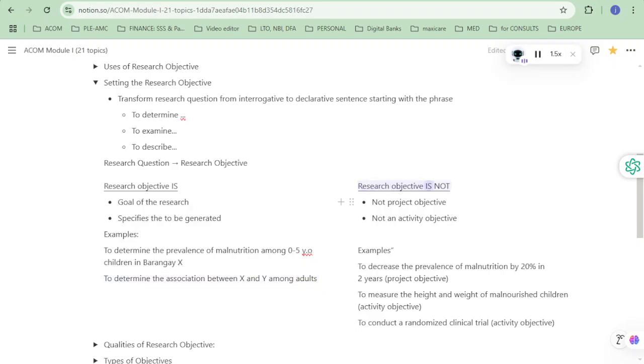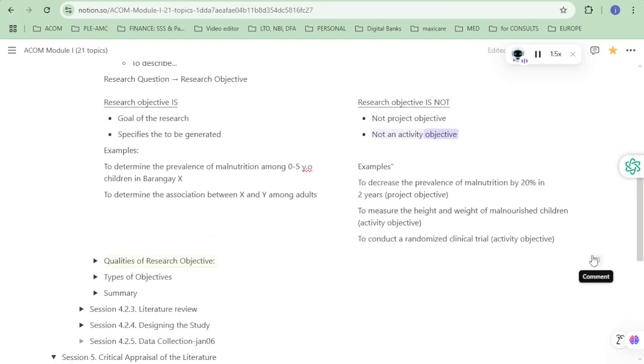A research objective is not a project objective and not an activity objective. Examples: to decrease the prevalence of malnutrition by 20% in 2 years, a project objective. To measure the height and weight of malnourished children, an activity objective. To conduct a randomized clinical trial, an activity objective.